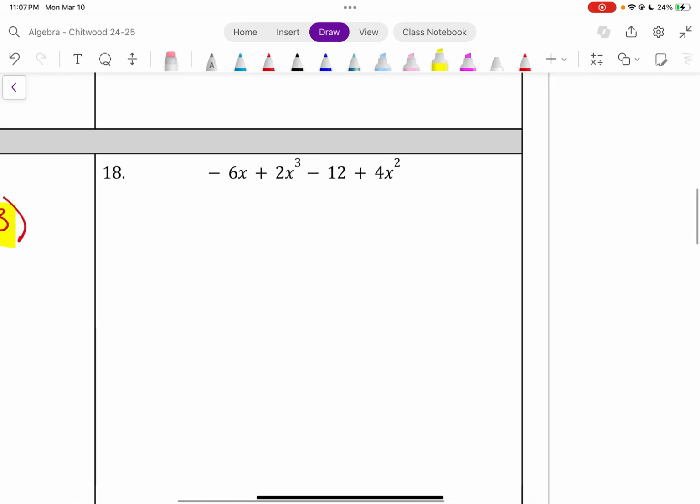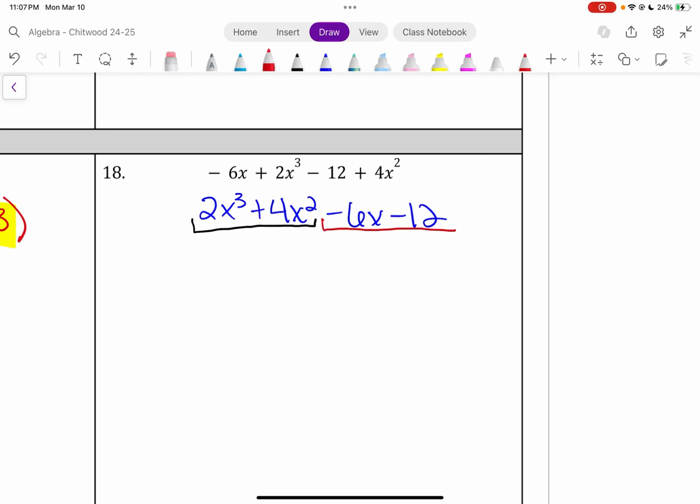Moving on, this one, as you can see, hopefully this jumps out to you that it is not in standard form. Your very first step is to put it into standard form. I want to write this as 2x cubed plus 4x squared minus 6x minus 12. Then from here, now I am able to break it up into my 2 binomials. You have to put it in standard form first.